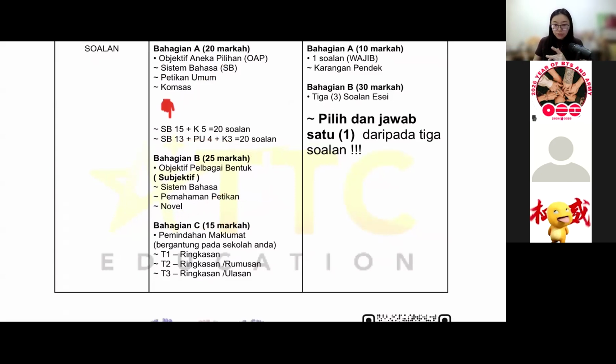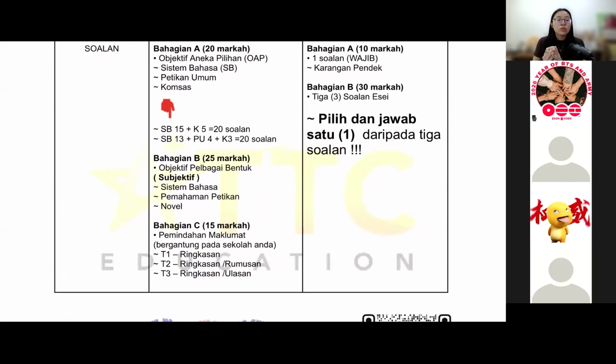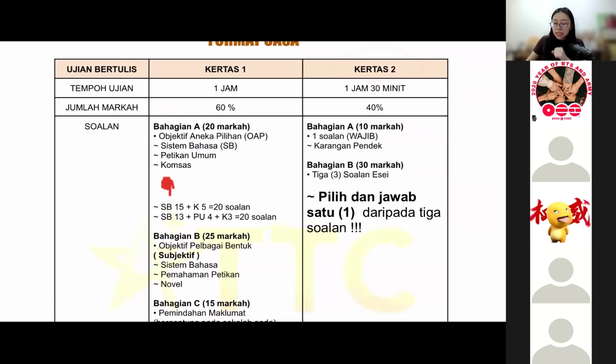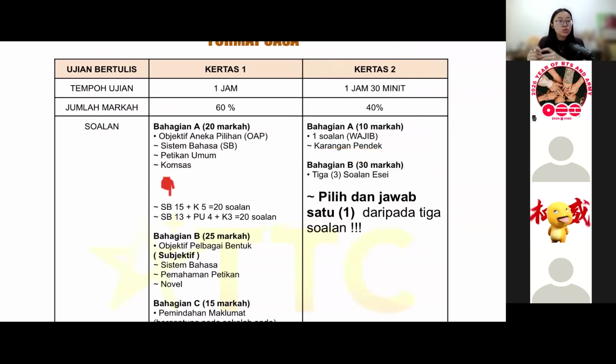Now, bahagian C for tingkatan 2 is ringkasan atau rumusan. Depends on the school. Some teachers will give you choices to choose. Some schools will give you just one, which is the rumusan only. Okay, so you need to see the question carefully. Now, for kertas dua is karangan, which is your bahagian A, similar to what you learned before in your primary school. And also your bahagian B, 3 questions, choose one.